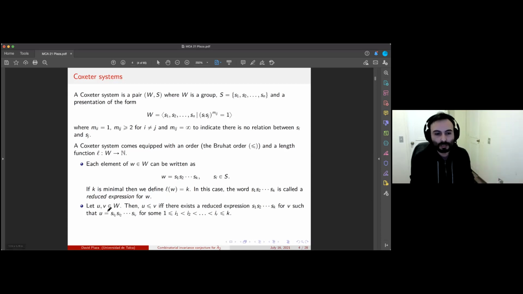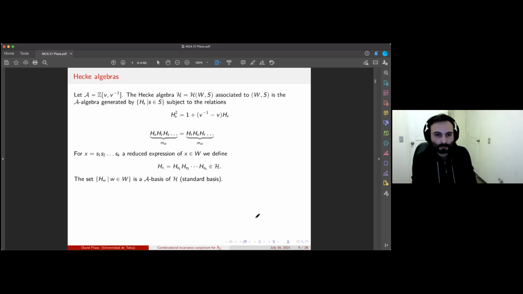So given u and v in W, we write u less than or equal to v if and only if there exists a reduced expression for v such that we can obtain a reduced expression for u by eliminating some letters in this reduced expression.